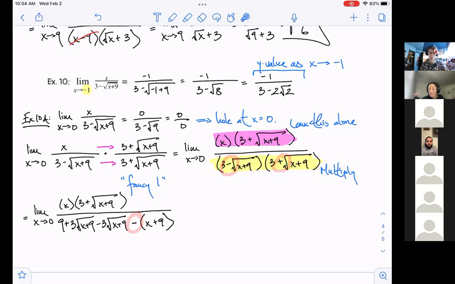Exactly. Now, let's say on an exam, I forget to write these parentheses. What mistake did I just make? Yeah, why is that incorrect though?